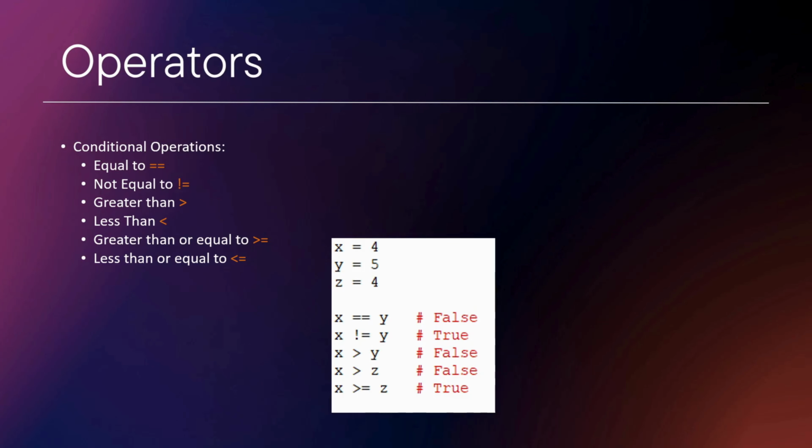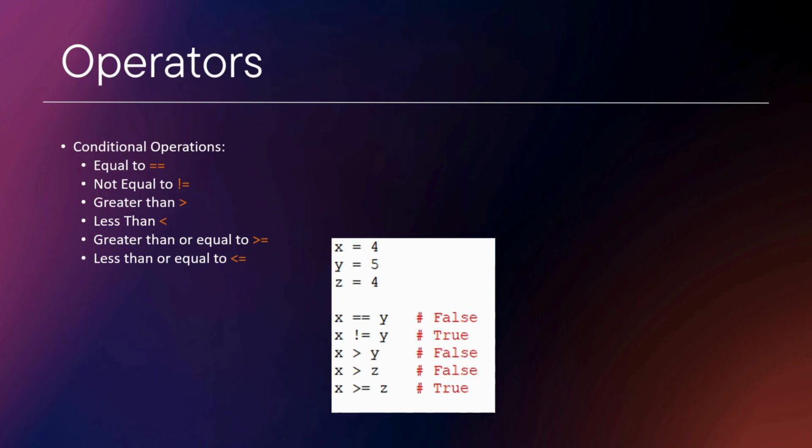So now there are also some other operators. These are called conditional operators. Conditional operators are used to compare two different values. There are five or six of them. First is the equal to operator. If we want to check if two values are equal, it could be numbers, it could be strings or anything, if we want to check if both of them are equal or the same, we use double equal to.